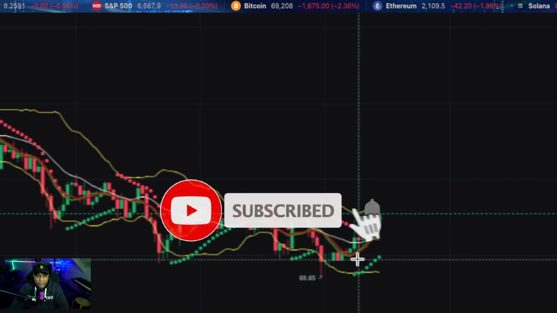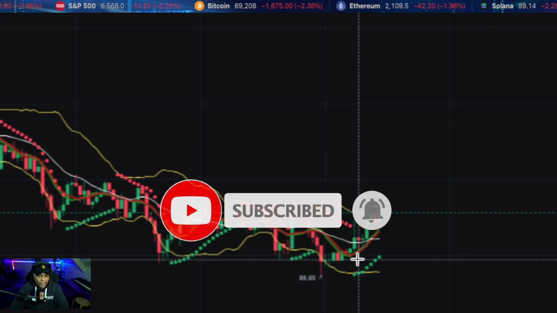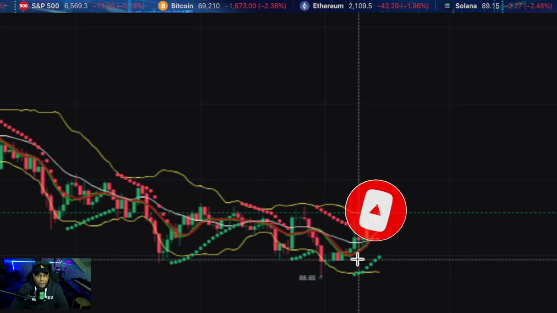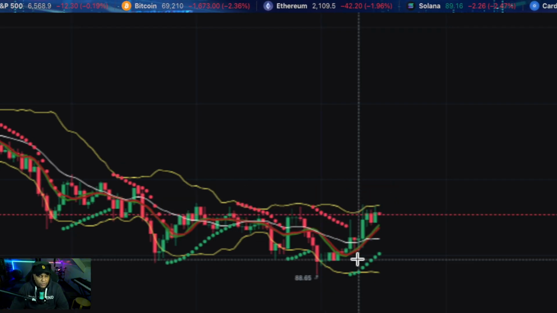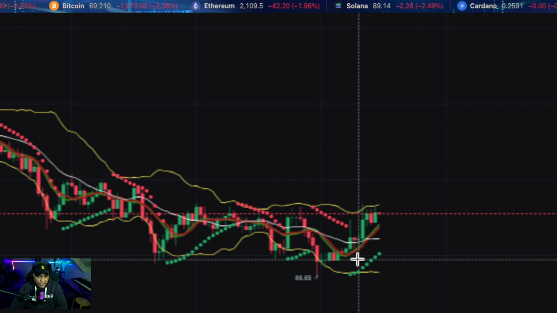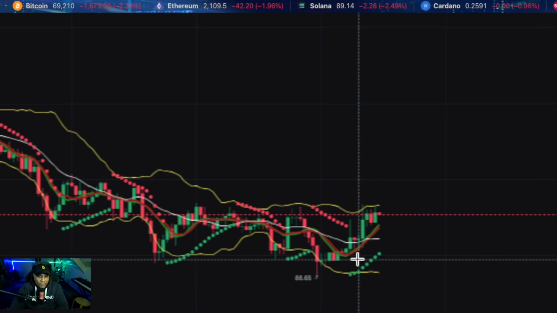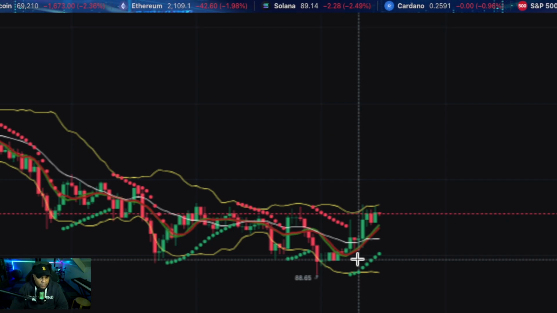Green and red line next to each other here, those are moving averages. So in my case, I'm using the moving average 8 and 9. And they're really close to each other. And when the green is above the red line, most of the times the price goes up. And the other way around, the price goes down.